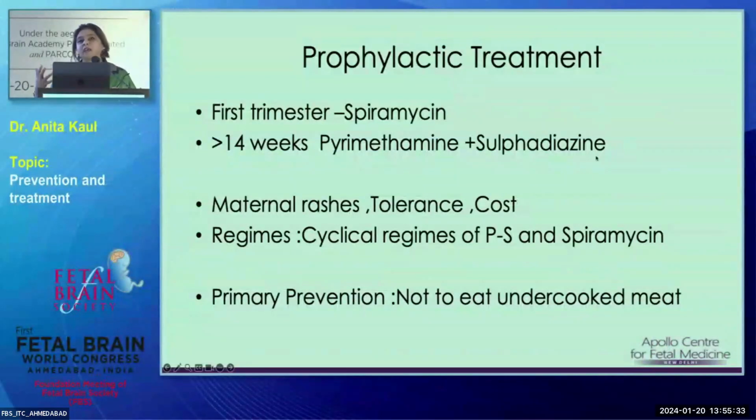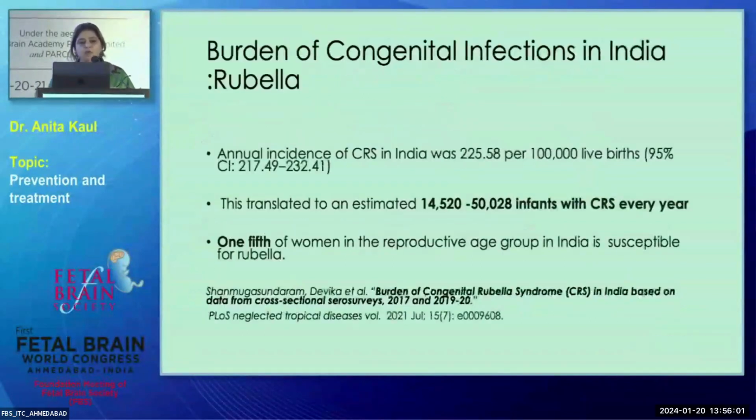So they're looking, and this is where the research is going on in toxo, at what other effective chemoprophylaxis methods there could be. Because it is a strong combination, we try other regimes, maybe 3 weeks of PS and then 1 week of spiramycin, and keep looking at all this. But again, there is primary prevention, which is not to eat undercooked meat.